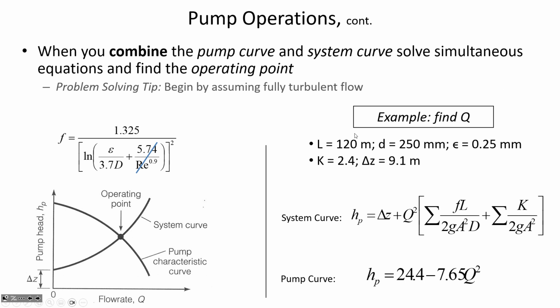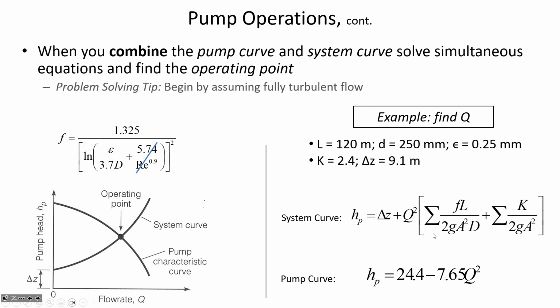Let's say that we have water that's going to flow through a length of 120 meters, and the diameter of the pipe is 250 millimeters, and we know the equivalent sand roughness, and there are K values there because of local losses, fittings, bends, and so on. And then the elevation change from the inlet to the outlet is 9.1 meters.